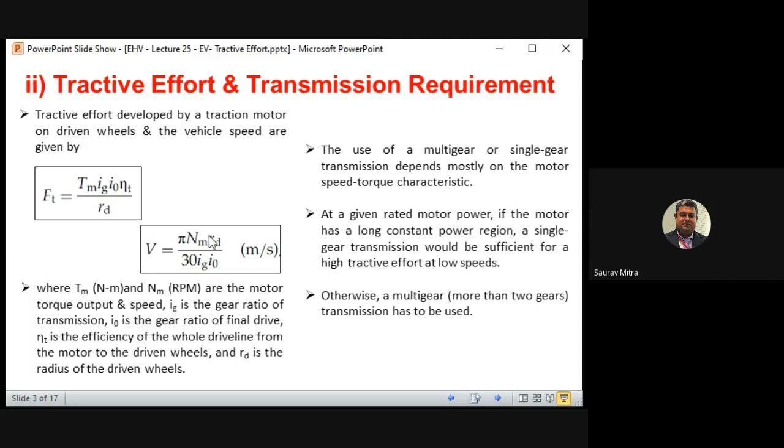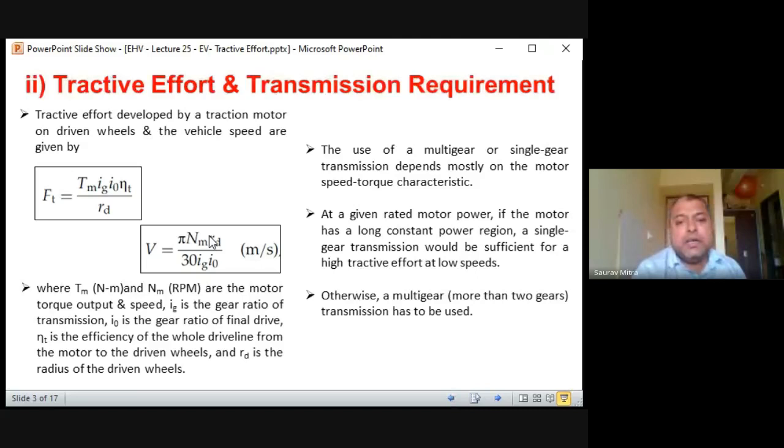The use of multi-gear or single gear transmission depends mostly on the motor speed torque characteristic. So it depends on what the driver wants and what kind of speed torque characteristic we are receiving from the motor. Depending on that, we use either a single gear or multi-gear system. At a given rated motor power, if the motor has a long constant power region, so yesterday we had seen x is equal to 2, x is equal to 4, x is equal to 6, where x is the ratio of maximum motor speed divided by the base motor speed.